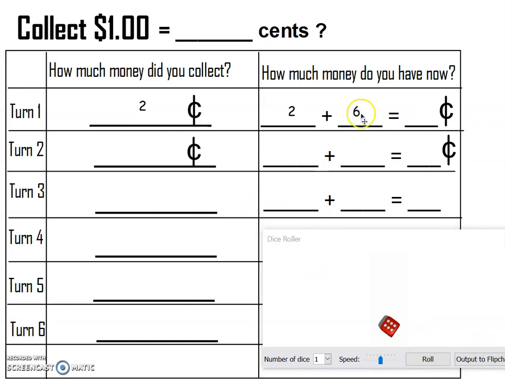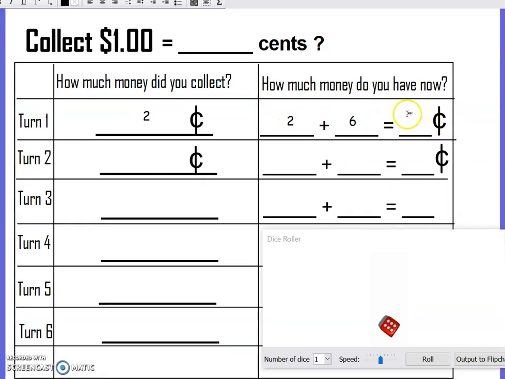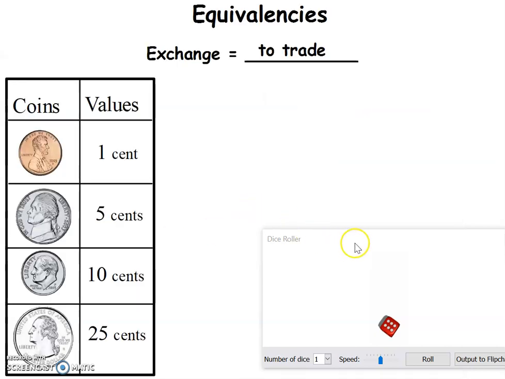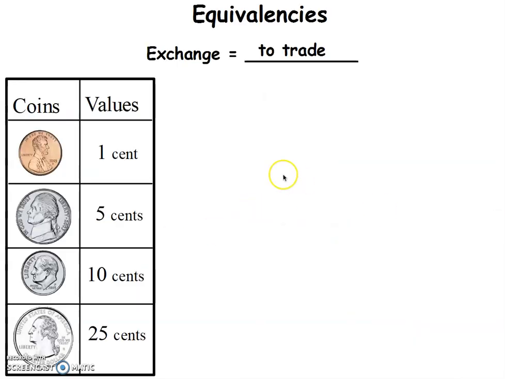So that means that I have 6 plus 2 is, yep, 8. So I have a total of 8 cents. And what you can be doing is collecting coins. So if you have some change or some coins around, you can collect it as you go. So I rolled a 2, so I have 2 cents. There's my 2 pennies.